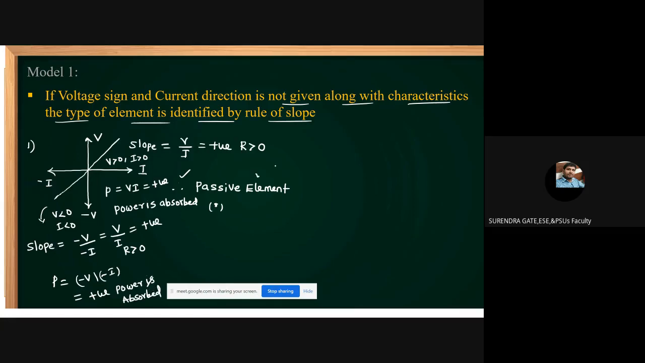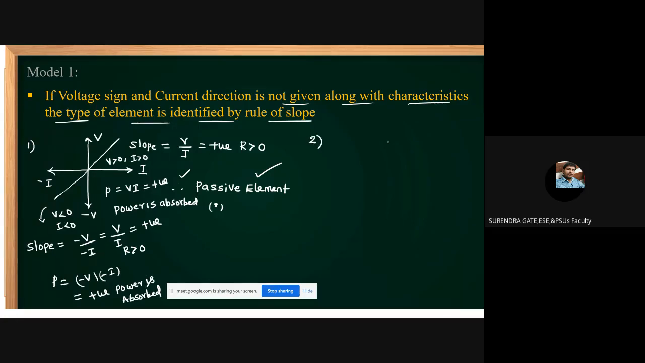That's why the type of element is a passive element. All passive elements take the power. It doesn't deliver the power, it takes the power. But simply, instead of going for power absorption in this case, the best method is to go for the slope. If the slope is positive, it is a passive element. Like that you can identify.